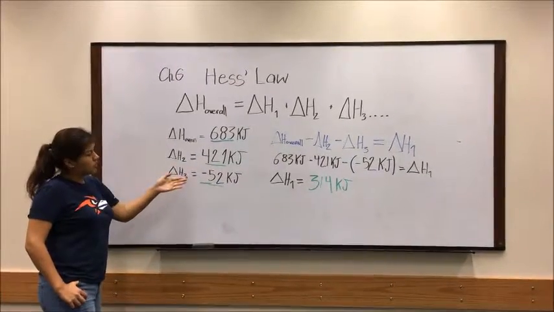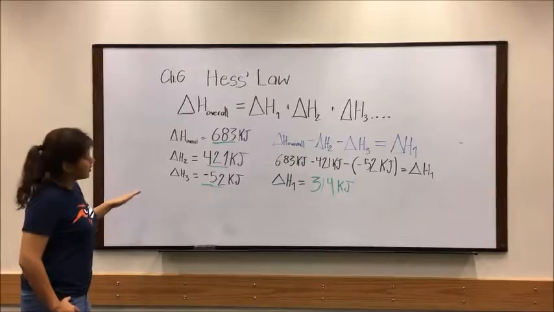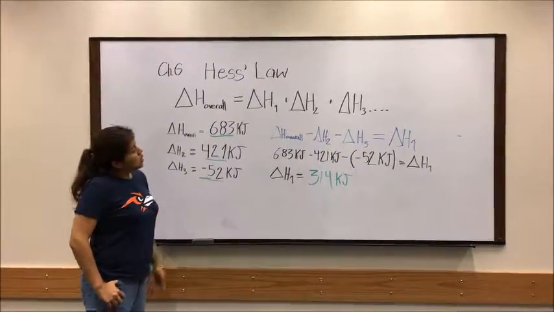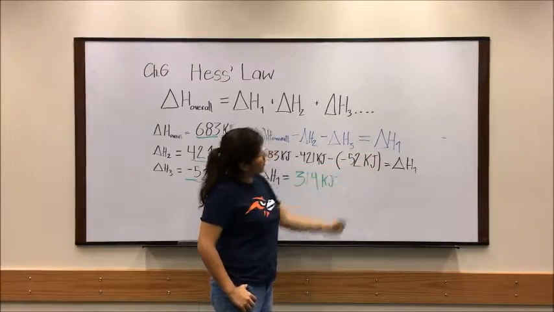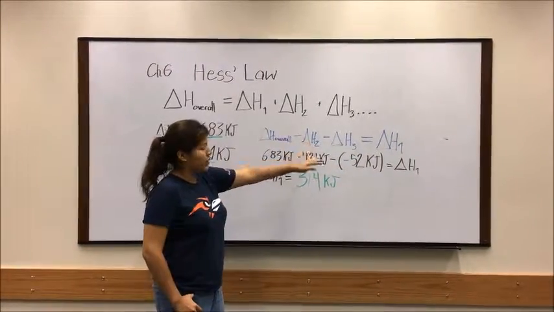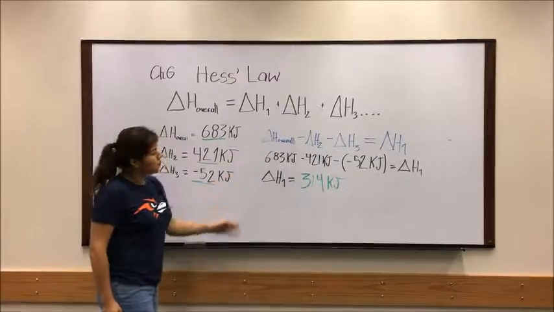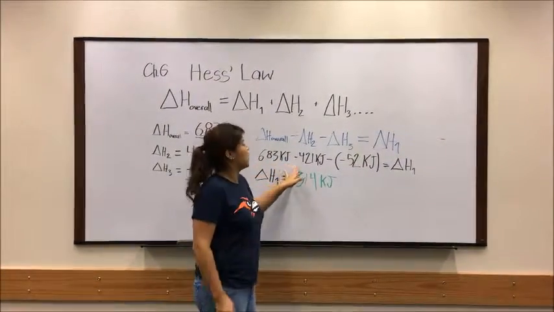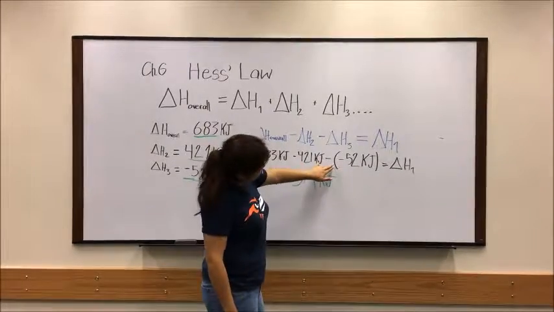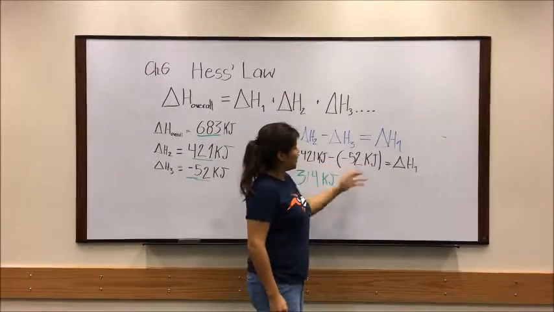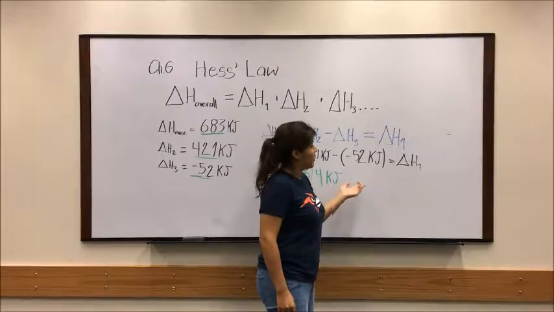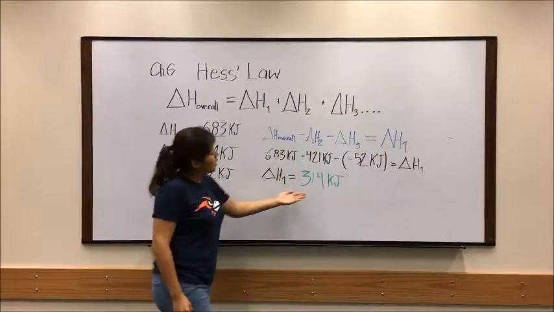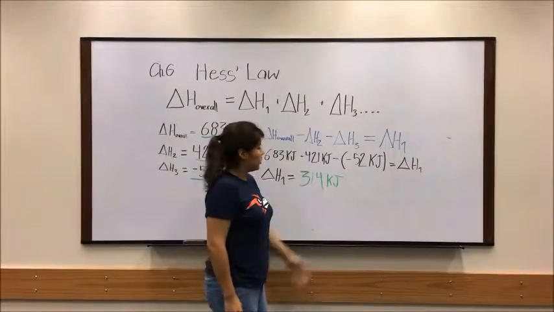number 2 equals 421 kilojoules, and enthalpy number 3 equals an exothermic 52 kilojoules, we can calculate the enthalpy number 1 by subtracting enthalpy 2 and 3 from the overall equation. That would be subtracting 683 kilojoules minus 421 kilojoules plus 52 kilojoules because the reaction is exothermic. And we'll see that enthalpy number 1 equals 314 kilojoules.